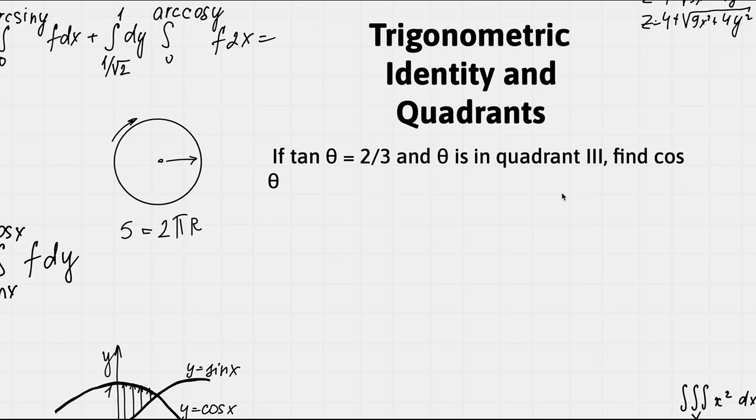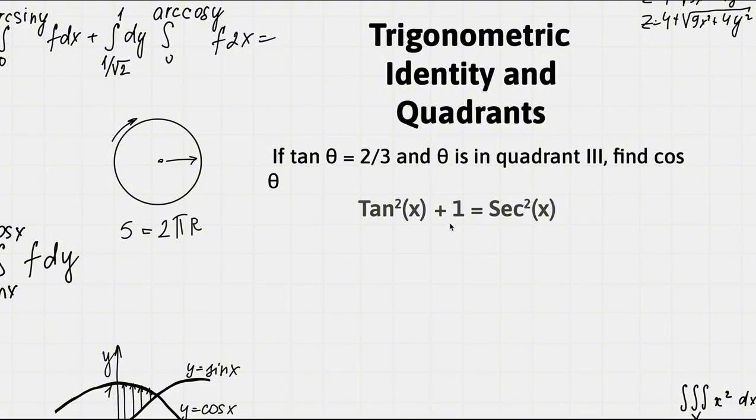So now looking at how to solve these, if we know that tangent equals 2 over 3, and the angle is in our third quadrant, we can find cosine by using tangent squared plus 1 equals secant squared.